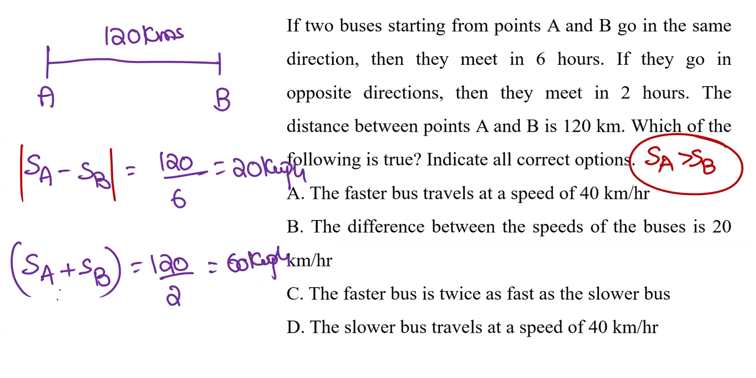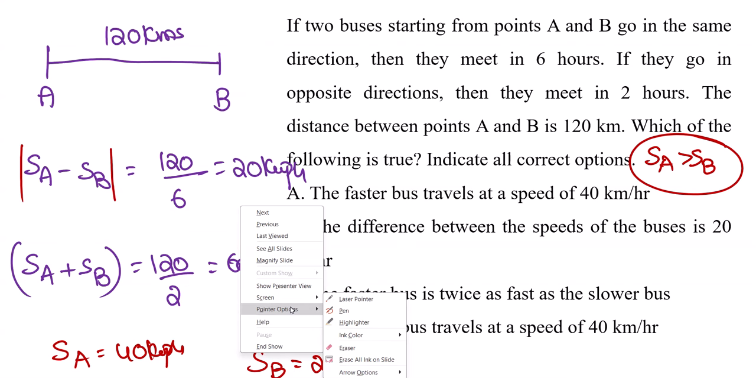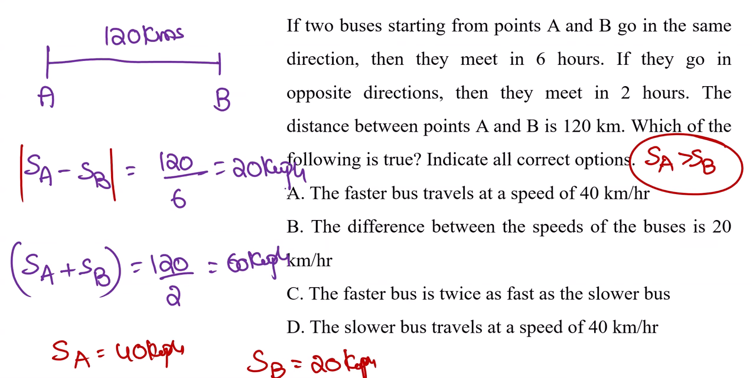Then adding these and dividing by 2 will give SA, which is 40 kilometers per hour. Subtracting these two and dividing by 2 will give SB, which is 20 kilometers per hour. Just see this: SB is 20 kilometers per hour, SA is 40. I consider SA the faster one, so the faster one will be 40 kilometers per hour. Yes, correct. The difference between speeds is 20.